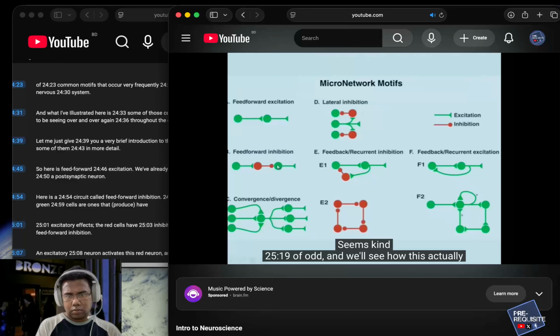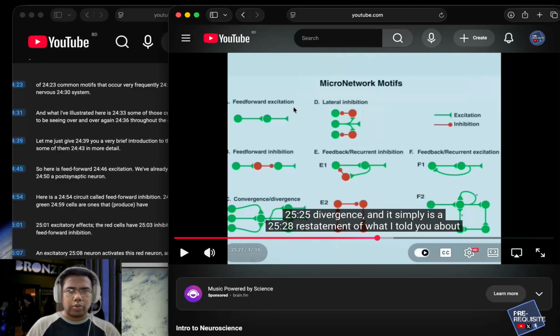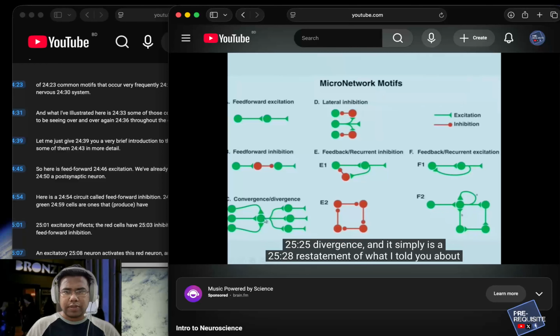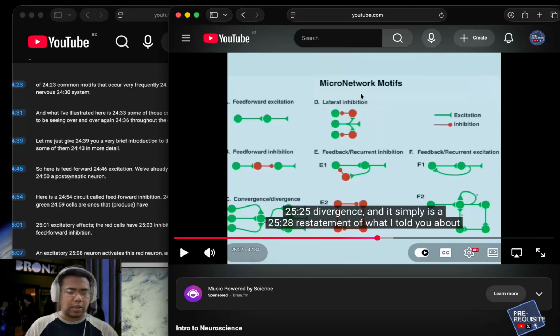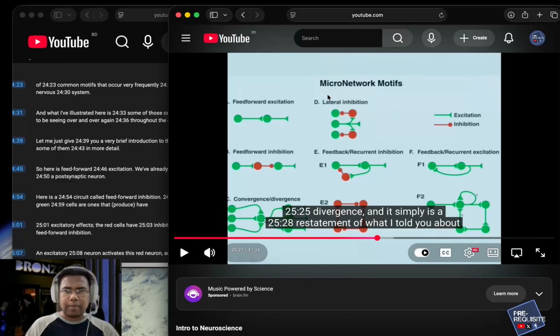It seems kind of odd, and we'll see how this actually works in a real circuit. And then there's this phenomenon of convergence and divergence. Language matters. So he is referring to these as circuits. I think earlier, probably in this lecture, he compares the brain with a computer network, as opposed to the brain itself being a computer. That might be a low resolution analogy to compare the brain with a computer.